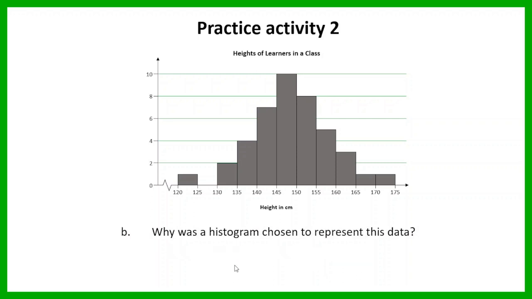Okay, the next question, why was a histogram chosen to represent this data? This data is being represented with a histogram because height is a continuous form of data. It is data that can be measured. So it is continuous data. That's why we're using a histogram for this data.